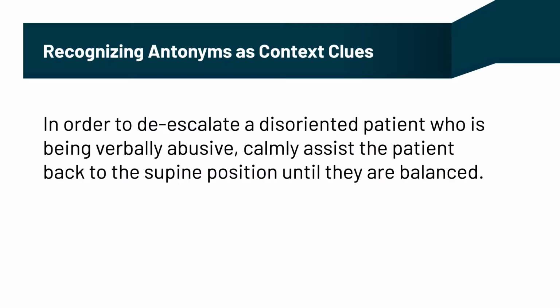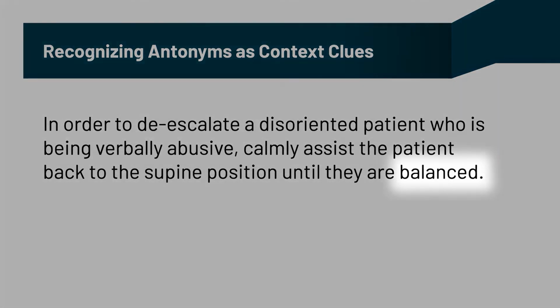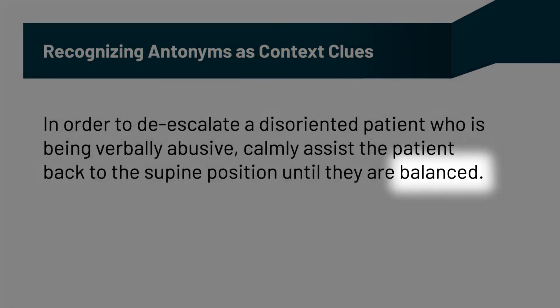The meaning of disoriented means the opposite of balanced, which is unbalanced or confused. Notice this time that the antonym is not directly after the unfamiliar word in this case, but it is located at the very end of the sentence.